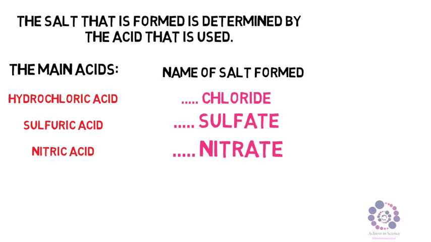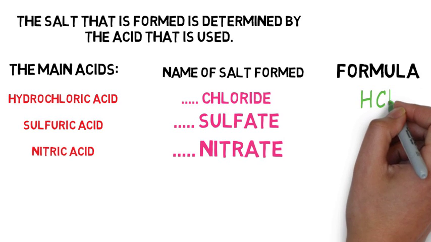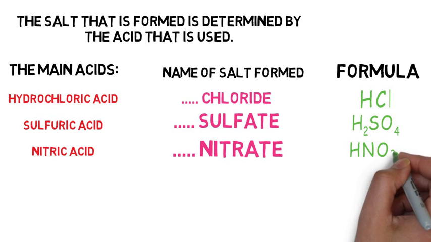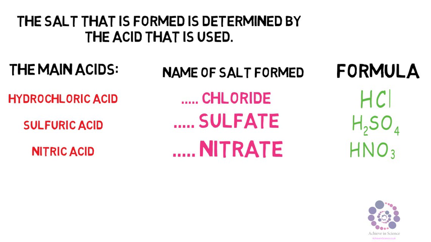The formula for these acids then is important. Hydrochloric acid has the formula HCl, sulfuric acid has the formula H2SO4, and nitric acid has the formula HNO3.